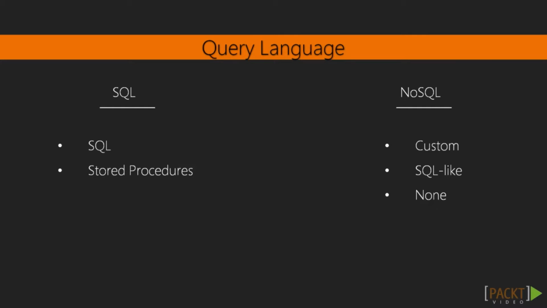Also, the query language differs between the two. SQL obviously uses the SQL query language and stored procedures to access your data, and it's a very powerful language, letting you access your data in very advanced and complex ways. NoSQL, on the other hand, can rely on a custom query language, perhaps an object query language. You can potentially have a SQL-like query language that's a subset of SQL. And sometimes you have no query language at all, and instead it relies on custom code from the client.